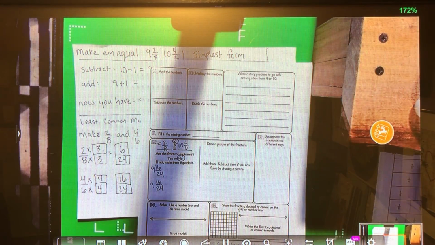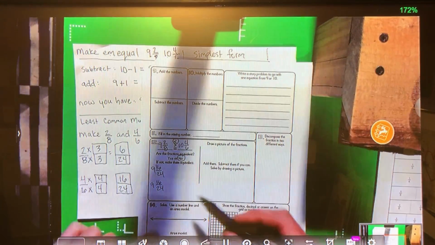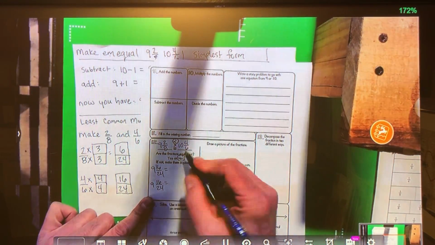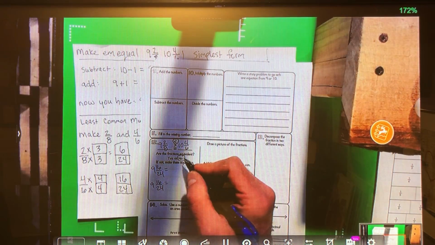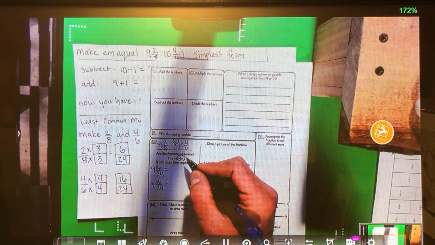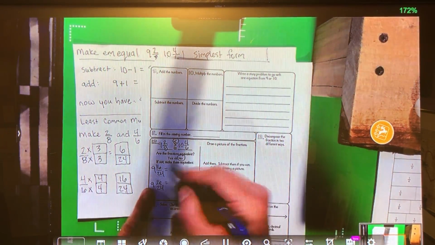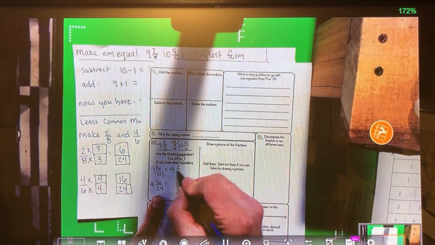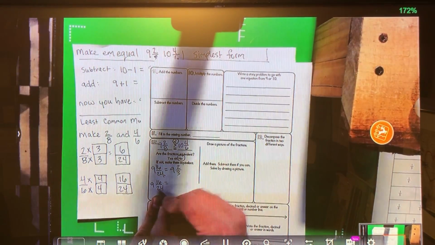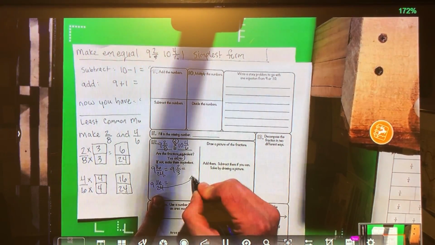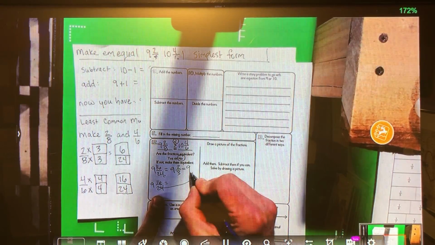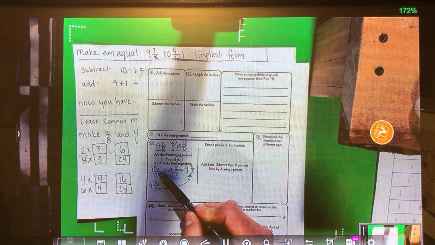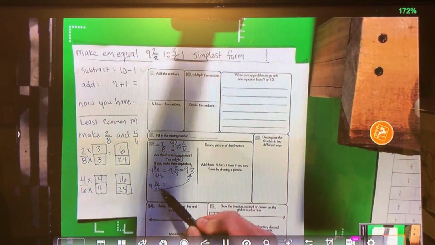We have made them equivalent. And how did we do that? We went through a whole bunch of steps. Least common multiple, and made our whole numbers the same, got our denominators the same, and then we finally put it into simplest form. 9 and 2/3 is now equal to our other 9 and 2/3. Because if we assume that 16/24 here in simplest form is 2/3, so is that 16/24.